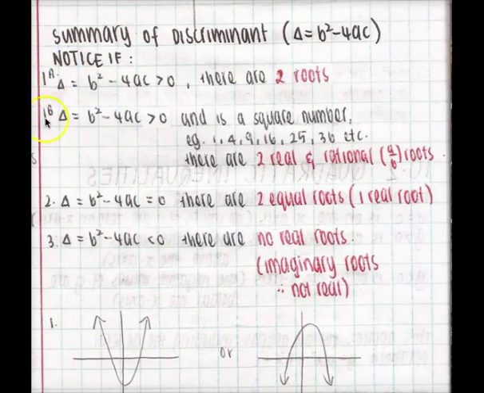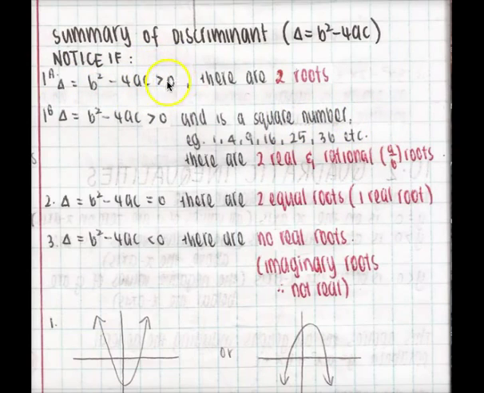Now this is point number 1, but I've got point 1 part A and point 1 part B. Again, if the discriminant is positive, so if b squared minus 4ac is positive, and the discriminant is also a square number, for example 1, 4, 9, 16, 25, 36, etc., then yes, there are still 2 real roots, but they are rational roots. In other words, they can be written as a fraction. Rational means a over b, where b does not equal 0. So you've got 2 real rational roots if the discriminant's greater than 0 and the discriminant's also a square number.